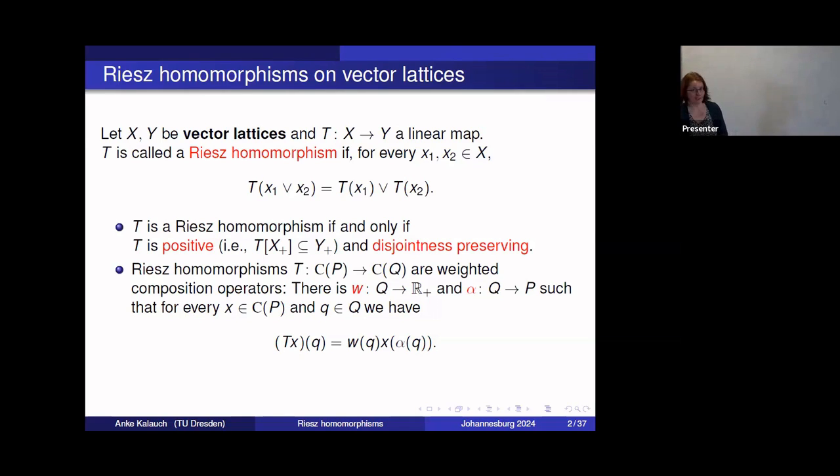And there is a second result in the classical theory which represents these Riesz homomorphisms on spaces of continuous functions. As a simple example of lattices, please think of spaces of continuous functions, these C(K) spaces here. Consider a linear operator there. It is a Riesz homomorphism, so such a structure-preserving operator, if and only if we find a map alpha that just moves around the underlying points, and we find a weight function, and the operator is given by this. This is the characterization for Riesz homomorphisms in this very classical case.